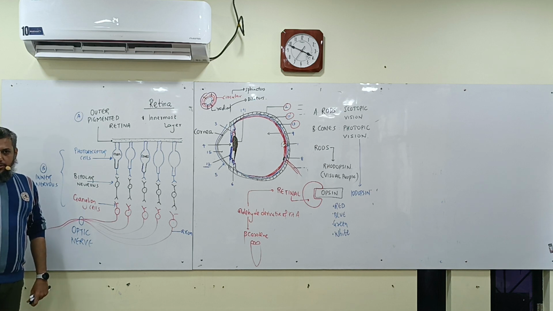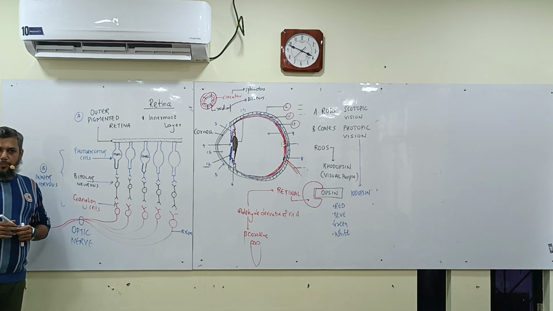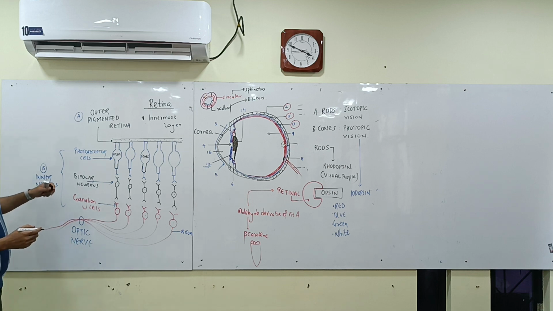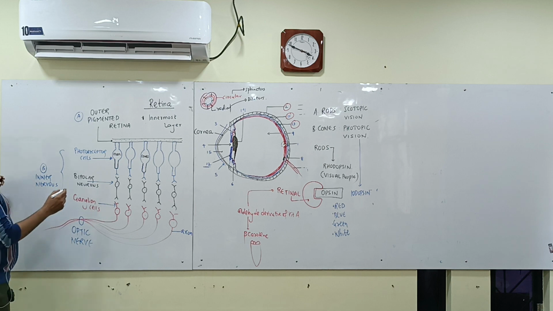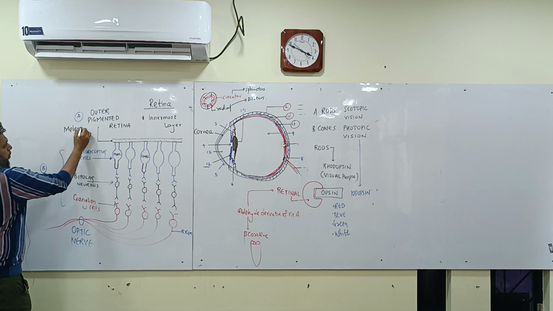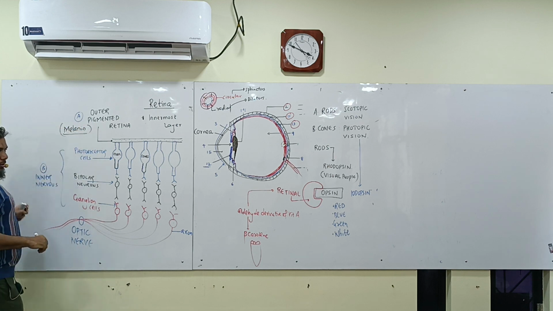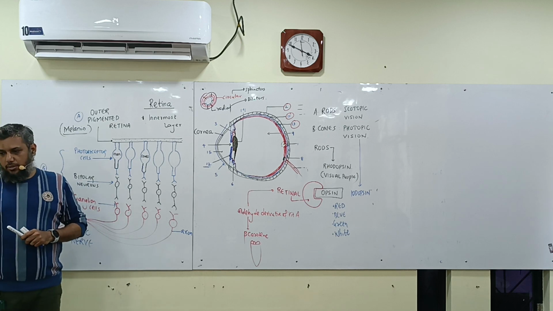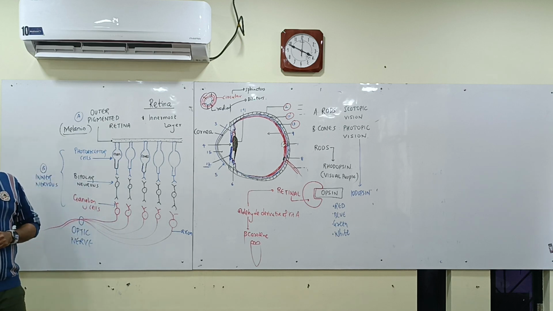So retina is the innermost layer. And the retina is further made up of two layers. What are the two layers? Outer pigmented retina, inner nervous. The outer pigmented retina is made up of a pigment called melanin, which makes your retina pitch black in color, because that black darkness is required for the development of that image.